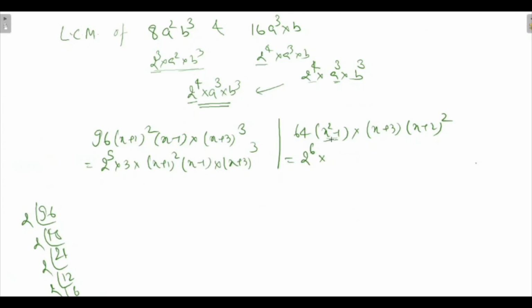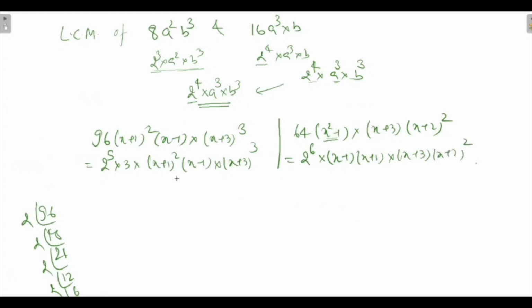I'm trying to factorize it in such a way that I'll get x minus 1 into x plus 1. It's more like a square minus b square, which is nothing but a minus b into a plus b. Why did I do it? Because I could see x plus 1 and x minus 1 over here. It's somewhat hidden in this form, so I'm just putting it back in this form. And I've got x plus 3 and x plus 2 whole square.